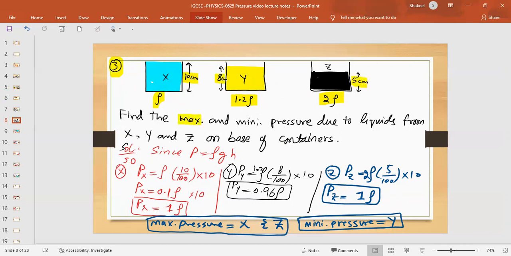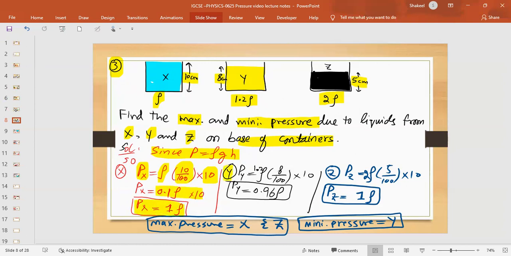So what you have to do is you have to find maximum and minimum pressure due to the liquids from X, Y, and Z on base of the containers. Like which one of them is having the greatest pressure, and which one of them is exerting the least pressure on the base. So we know that pressure is rho GH. So now what we'll do is pressure due to liquid in container X is rho GH. So rho is rho and G is 10 and the height is 10 centimeters. So we divide that by 100 to convert that into meters. So when you do the maths, the answer is 1 into rho.